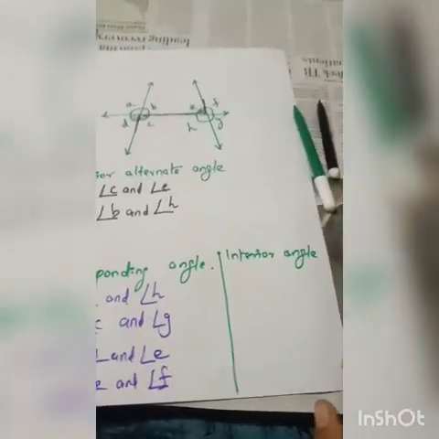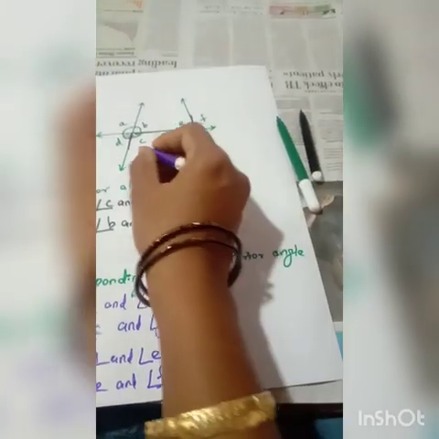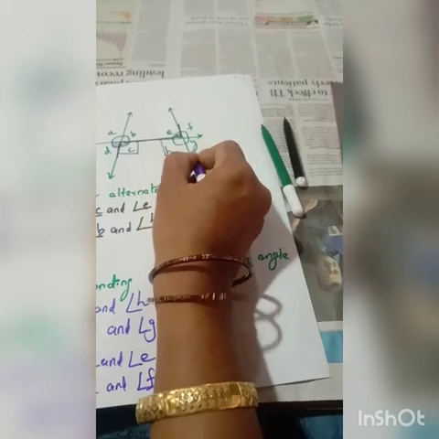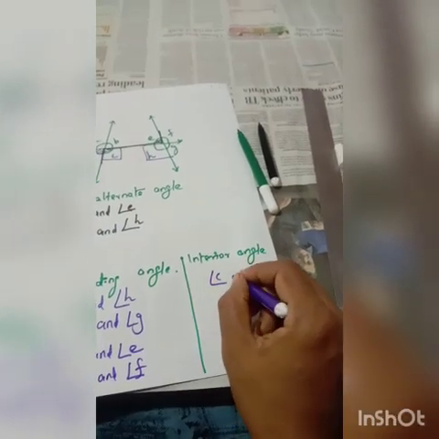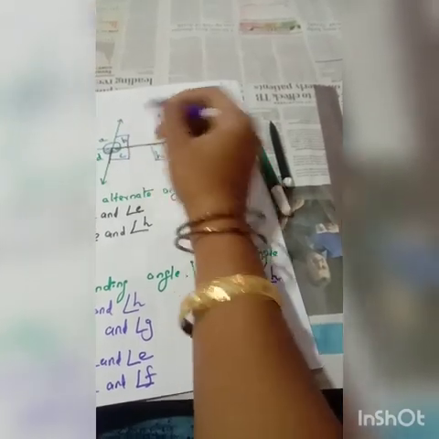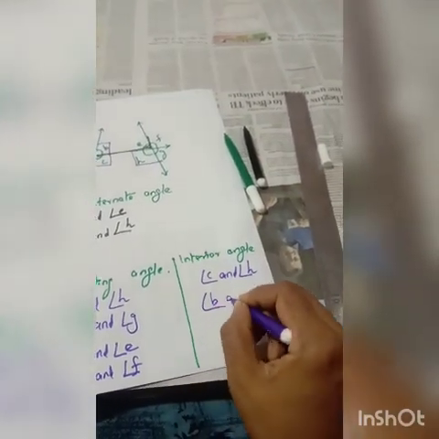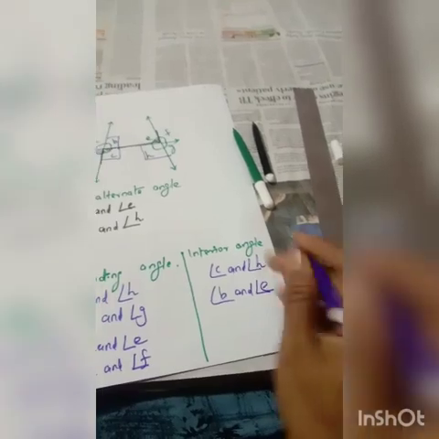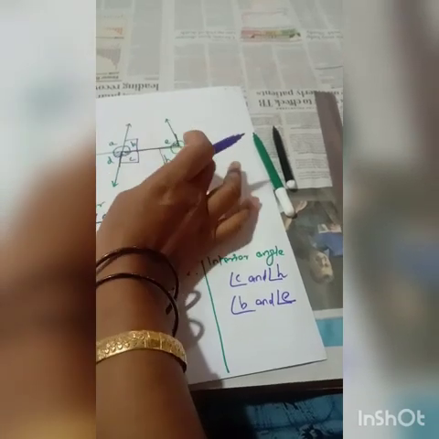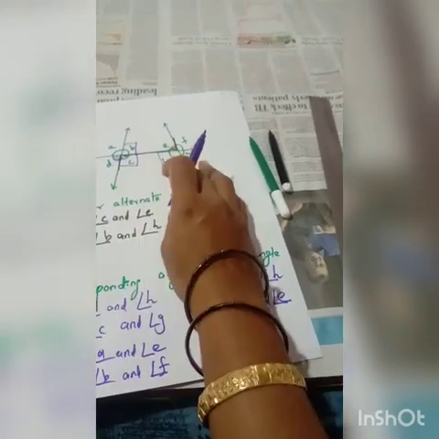Now interior angle. Interior angle means this. Angle C and angle H, and angle B and angle E. These are the interior angles, meaning inside. Yesterday we have seen interior angle. That angle which is inside is an interior angle.